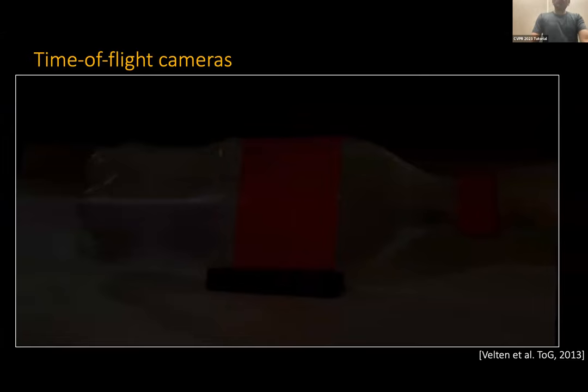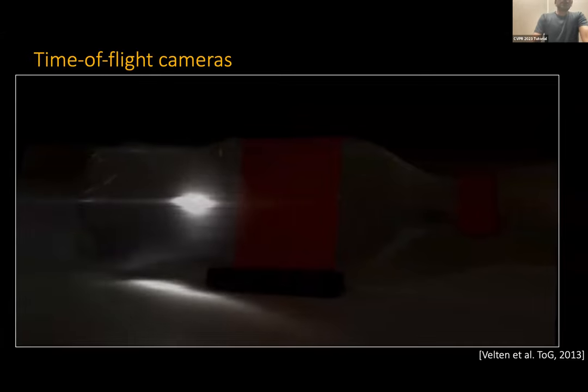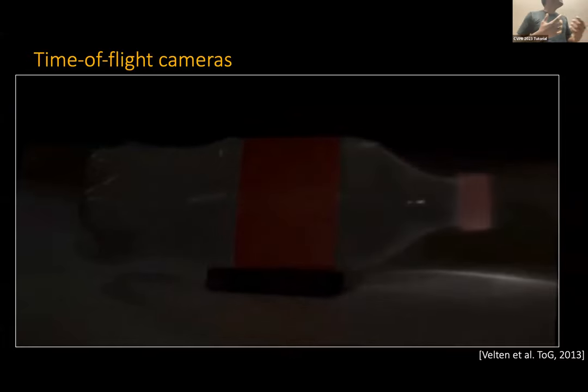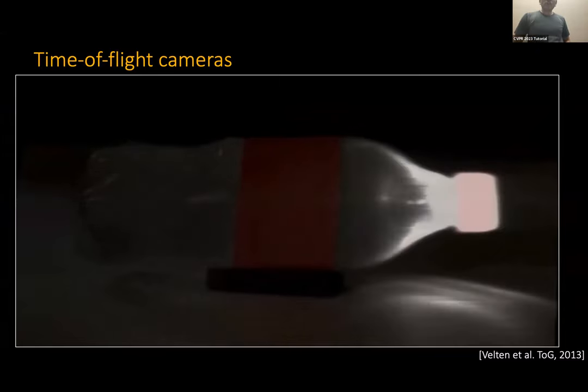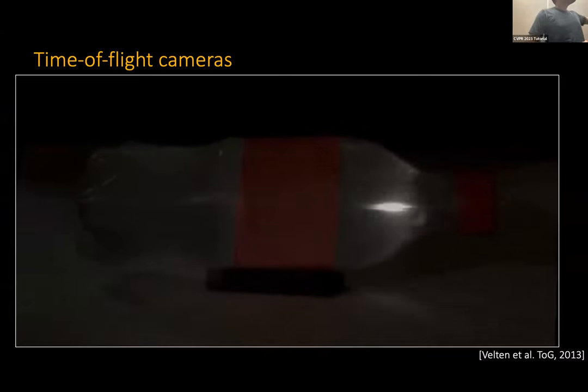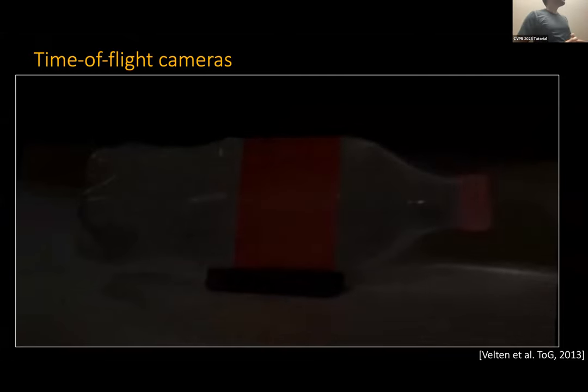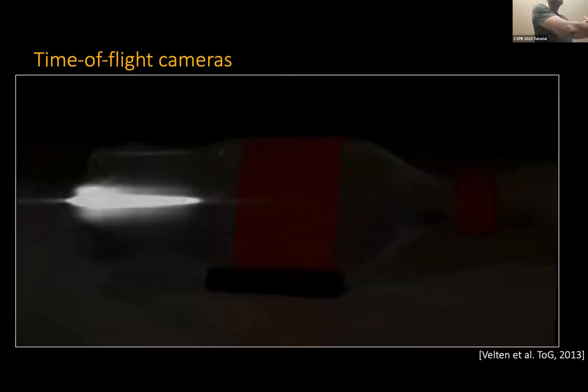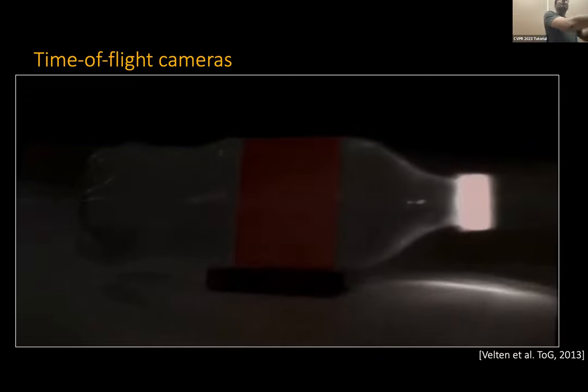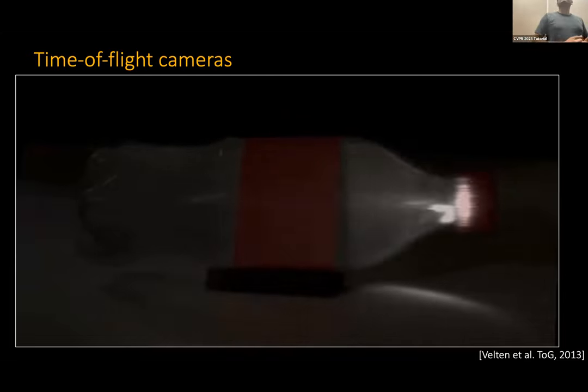For those of you who don't know what time-of-flight cameras are, they are cameras that measure not just the intensity of light, but the time-resolved radiance. In this particular video, a laser pulse is fired from one end of this Coke bottle, and the laser pulse is traveling through the Coke bottle, scattering multiple times, and reaching the camera. What Andreas Velten and his colleagues did was capture this light, in some sense, at the speed of light and play it back very, very slowly. The specific time-of-flight camera is called a transient camera. They bin light based on its total time of travel.